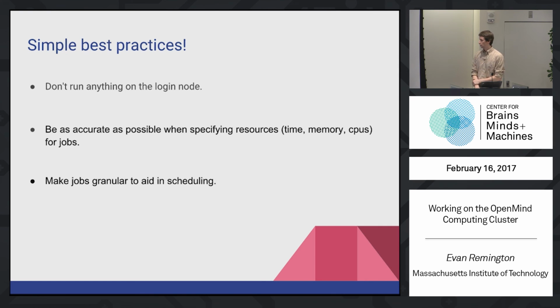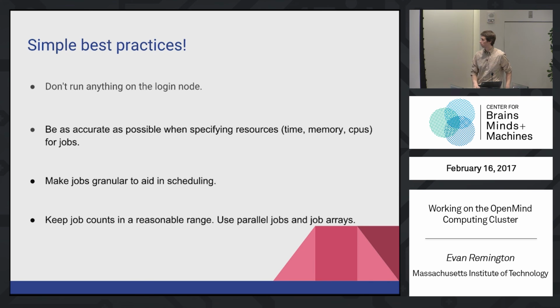Also make jobs, if you can, granular to aid in scheduling. It's a lot easier to schedule a job that requires one CPU on one node than it is to schedule a job that requires 20 CPUs, because that means you have to wait for a whole node to be free while all these other jobs are completing asynchronously. That doesn't mean you have to only request one task per job. You can request 100 tasks, but each task should be as small as possible.